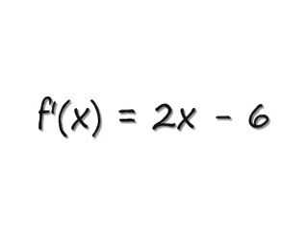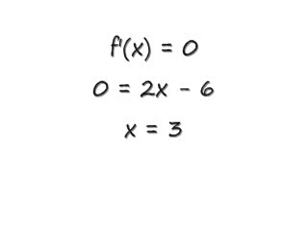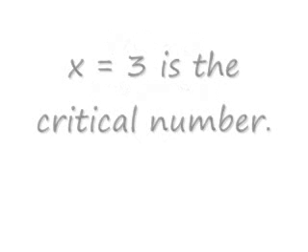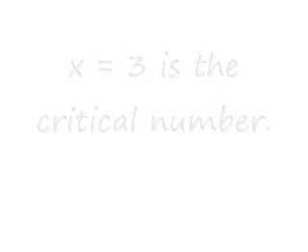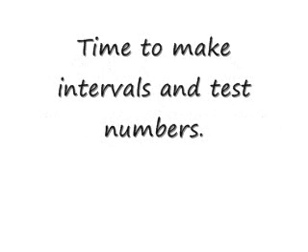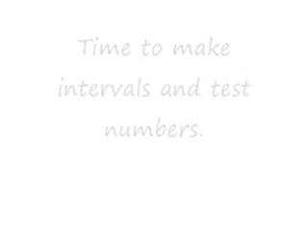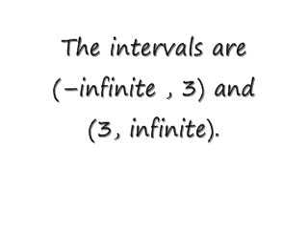First, take the derivative of f of x. You should get 2x minus 6. Next, set that equal to 0 to get the critical numbers. Our only critical number for this problem is x equals 3. Now that we know the critical number is 3, we need to make intervals around that critical number. The intervals for this problem will be negative infinity to 3, open interval, and 3 to infinity.